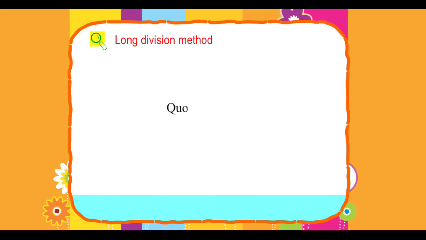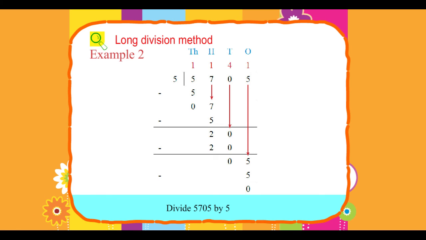Therefore, quotient equals 321. Example 2. Divide 5705 by 5.